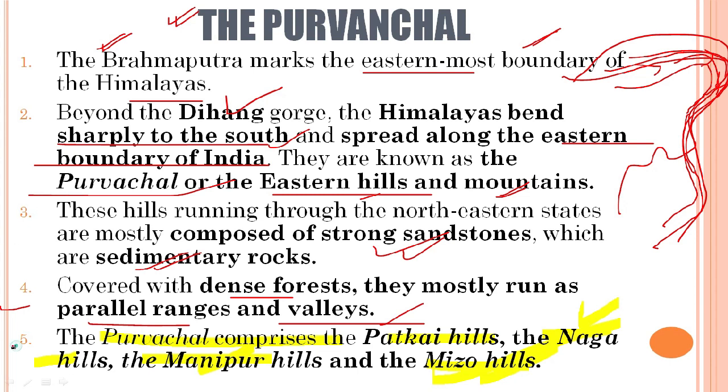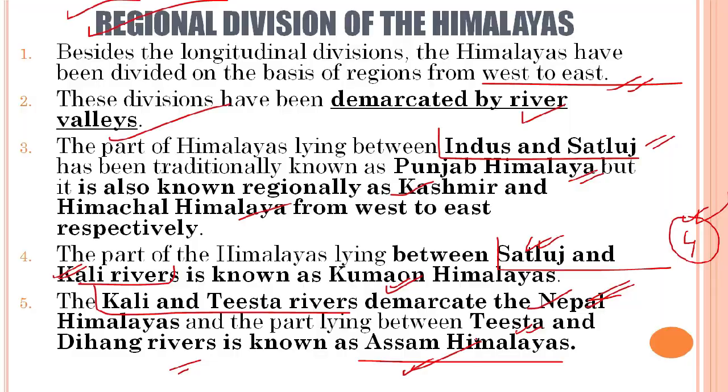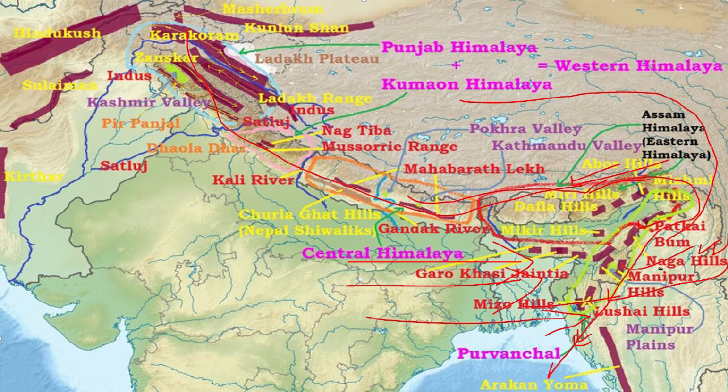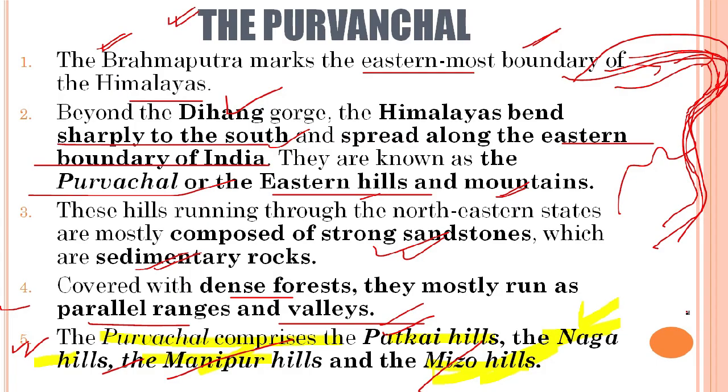One of the most important points was that the Purvanchal comprises the Patkai Hills, the Naga Hills, the Manipur Hills and the Mizo Hills. All these hills are in a state of India, which you saw here: the Patkai Hills, the Naga Hills, Nagaland, the Manipur Hills, Manipur, the Mizo Hills, Mizoram. Clear? And the Manipur Plains can also be found down south.